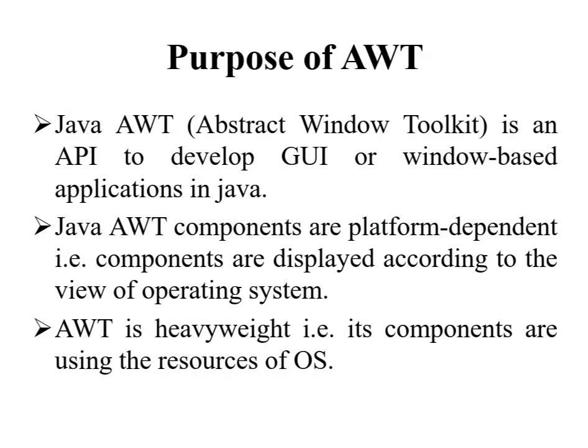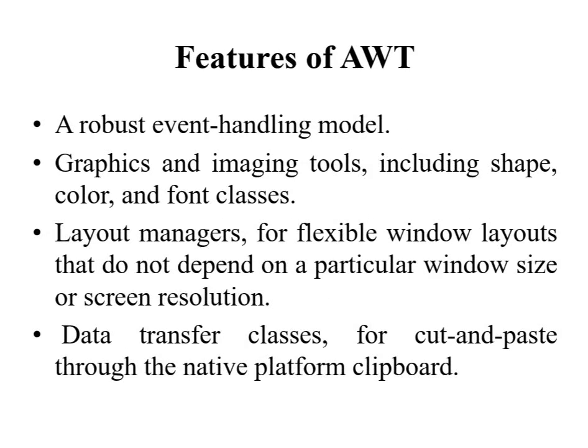Java AWT, Abstract Window Toolkit, is an API to develop GUI or window-based applications in Java. Java AWT components are platform dependent, that is, components are displayed according to the view of the operating system. AWT is heavyweight, that is, its components are using the resources of OS. OS means operating system. Next one is, what are the features of AWT?